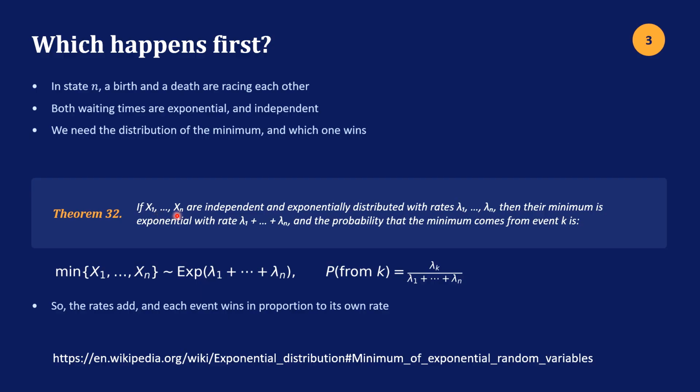If X1, X2 up to Xn are independent and exponentially distributed with rates lambda 1 up to lambda n, then their minimum is exponential with rate equal to the sum. That's what I have summarized here. And the probability that the minimum comes from event k is given by this here. So this is saying k goes first. Now in our case, we only have two random variables, right? The birth and death. So it's pretty easy to apply this to our situation, which I do on the next slide.